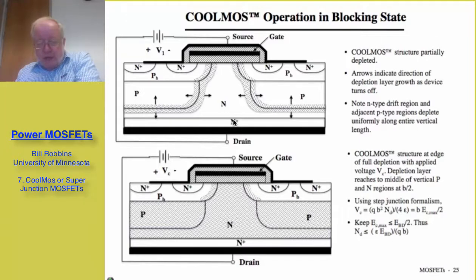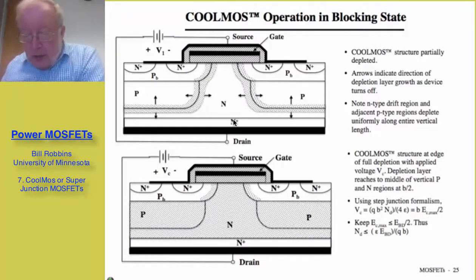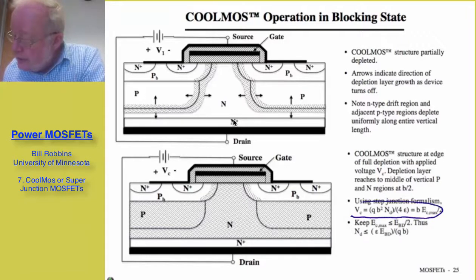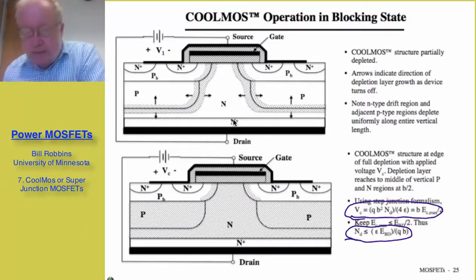We can roughly estimate what the required drain to source voltage is in order to reach this point by using a step junction formalism, and that formula that results is shown here. We need to keep the electric field small enough so that we don't reach breakdown, but it turns out that gives us quite a range of latitude of applied electric fields in which to cause this depletion. And the density of the drift region doping has to be less than the formula indicated right here.